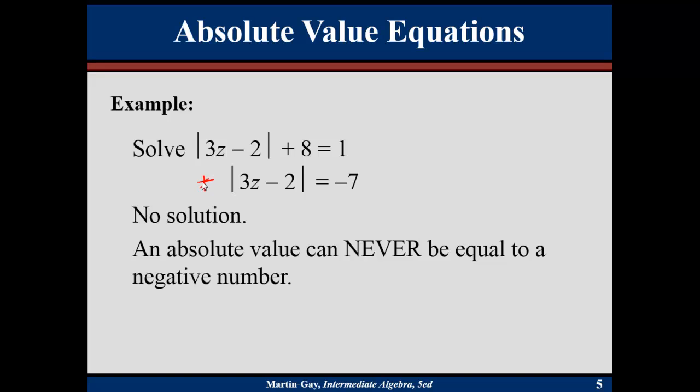So when you get to this line right here, if you have the absolute value of whatever this is on this left-hand side, and it states that it's equal to a number less than 0, that's impossible. Your answer will be no solution. An absolute value can never be equal to a negative number.